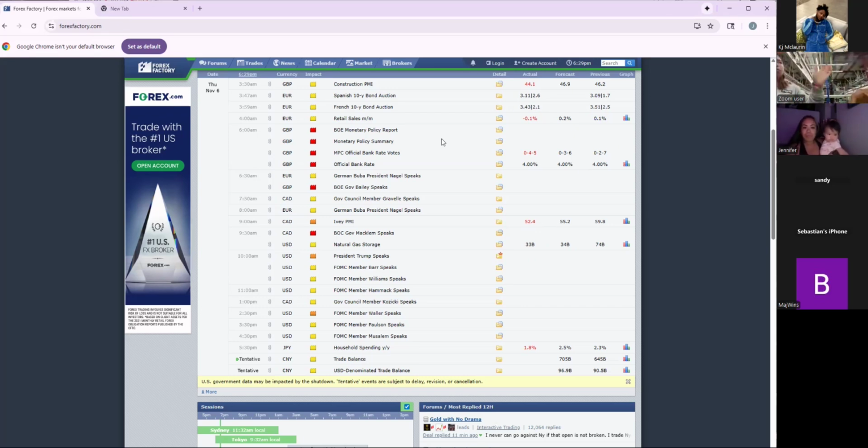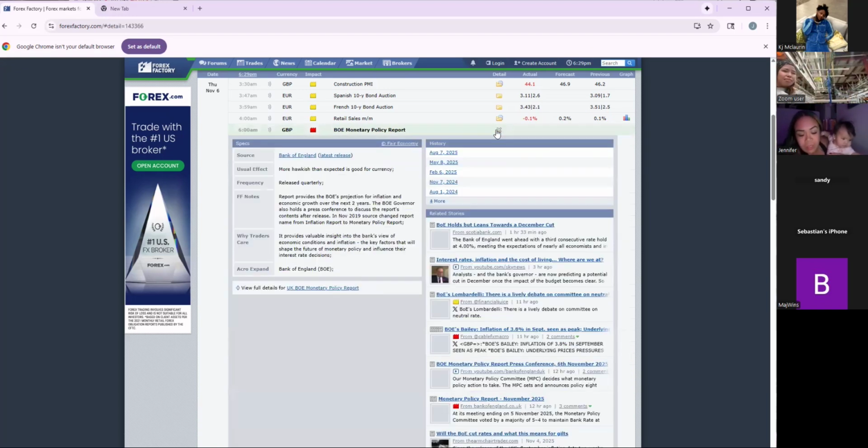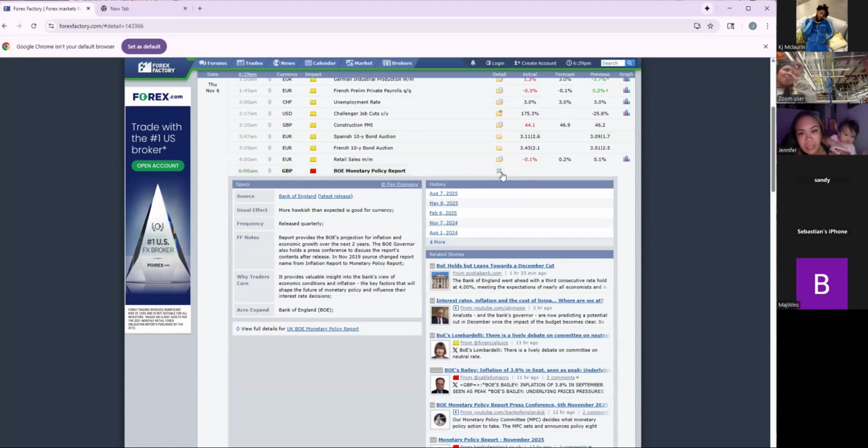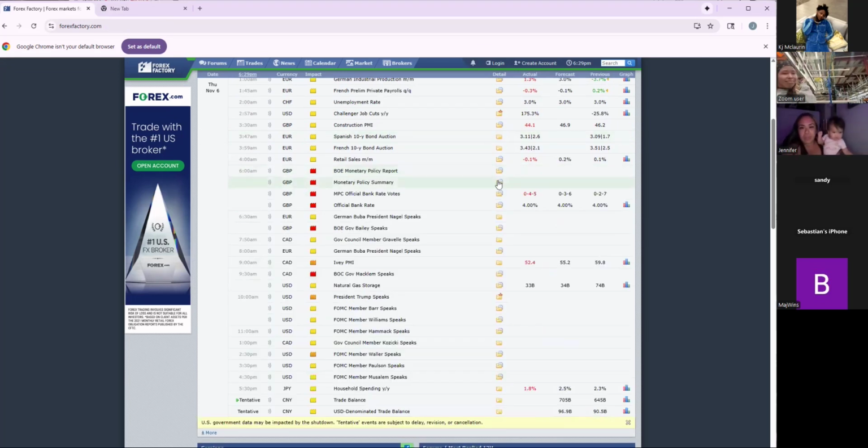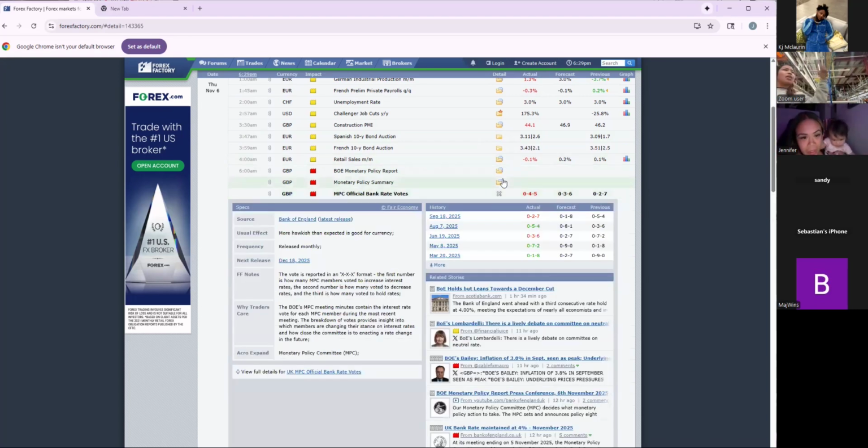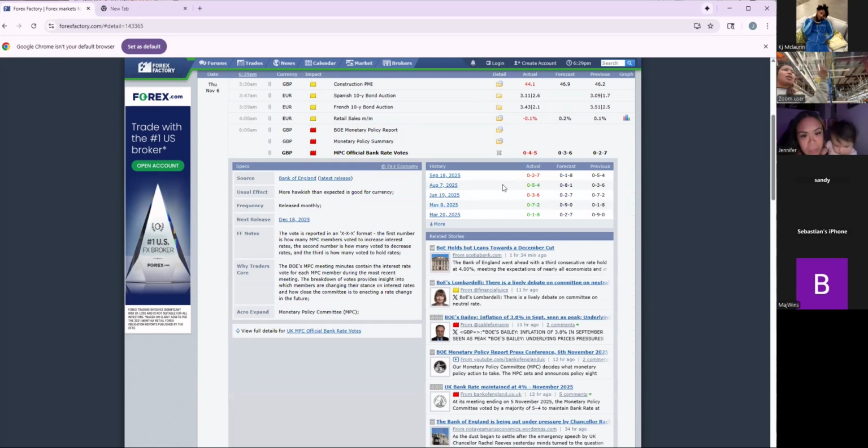Could you open one of the red folders where they actually have the actual number versus their forecast? Just the details on it. I want to see what the usual effects are on those. The one below it. Close that one, please, I'm sorry. There's the one that says 0.45. Yeah, right there. Can you open that? Usual effect: more hawkish than expected is good for the currency. So we're correlating it with the dollar currency.